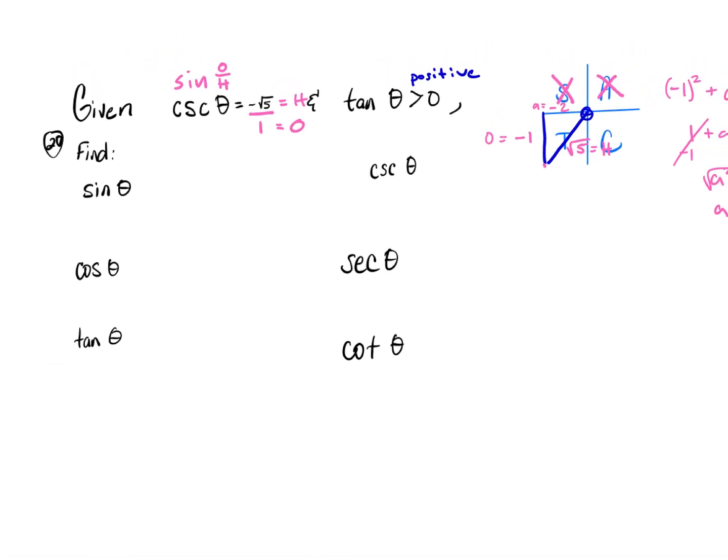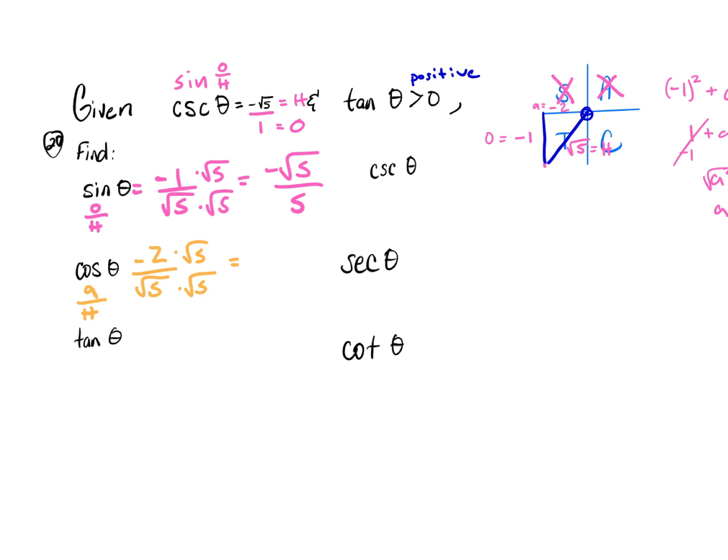So let's find our 6 trig functions. Sine is opposite over hypotenuse. So that would be negative 1 over square root 5. Can we have a square root in our denominator? No, we have to rationalize. So multiply the top and the bottom by square root 5. So we get negative square root 5 over 5. Cosine is adjacent over hypotenuse. So negative 2 over square root 5. We have to rationalize. So negative 2 square root 5 over 5.